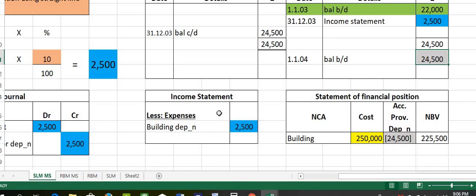Building depreciation is written under the category of expenses in the income statement, whereas in the statement of financial position, you mention the type of non-current asset, the cost of the non-current asset, and the accumulated depreciation, which is also the closing balance of the depreciation ledger, and then you find the net book value. The net book value is the difference between the cost and the accumulated provision for depreciation.